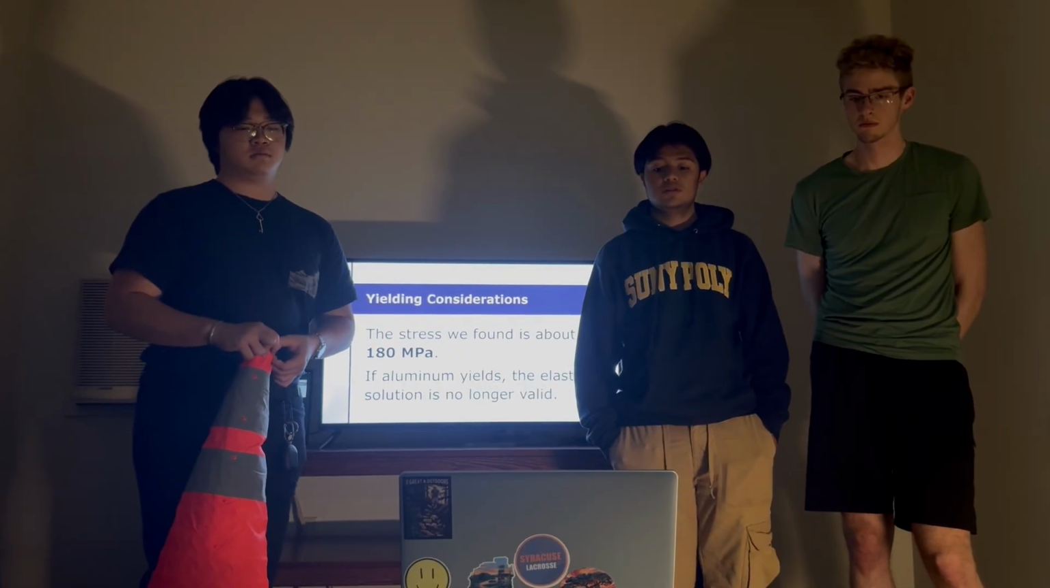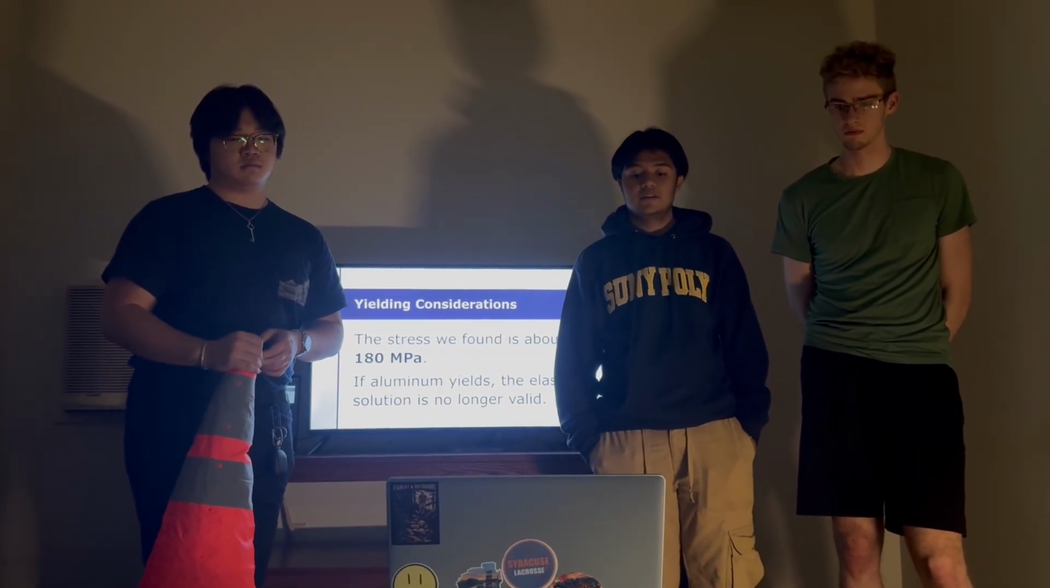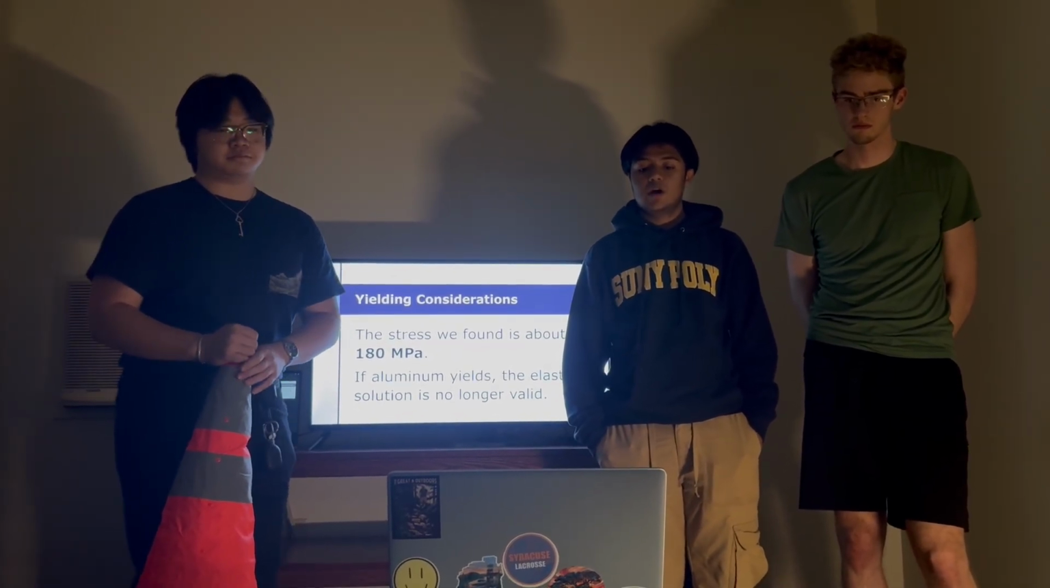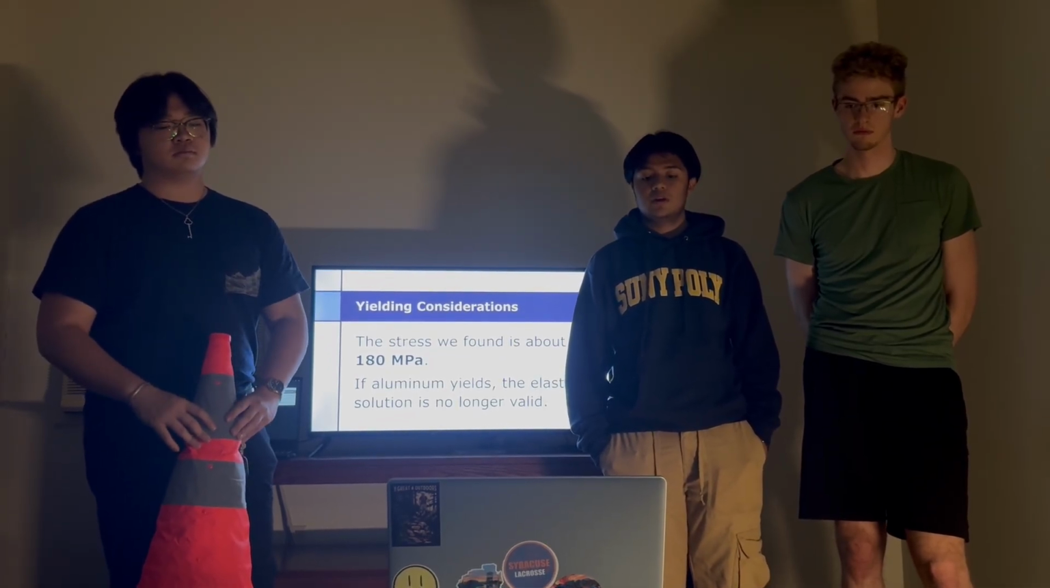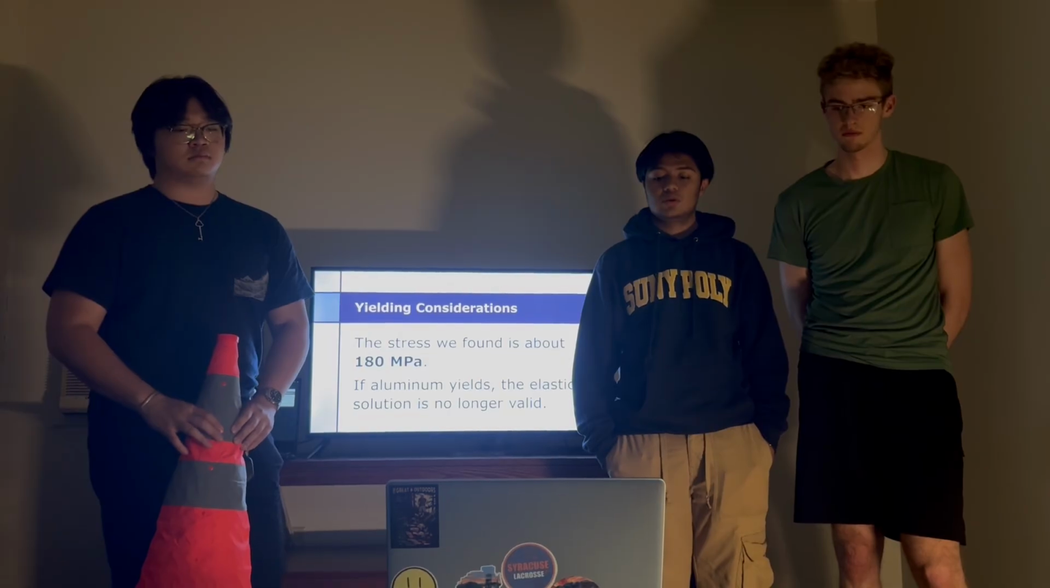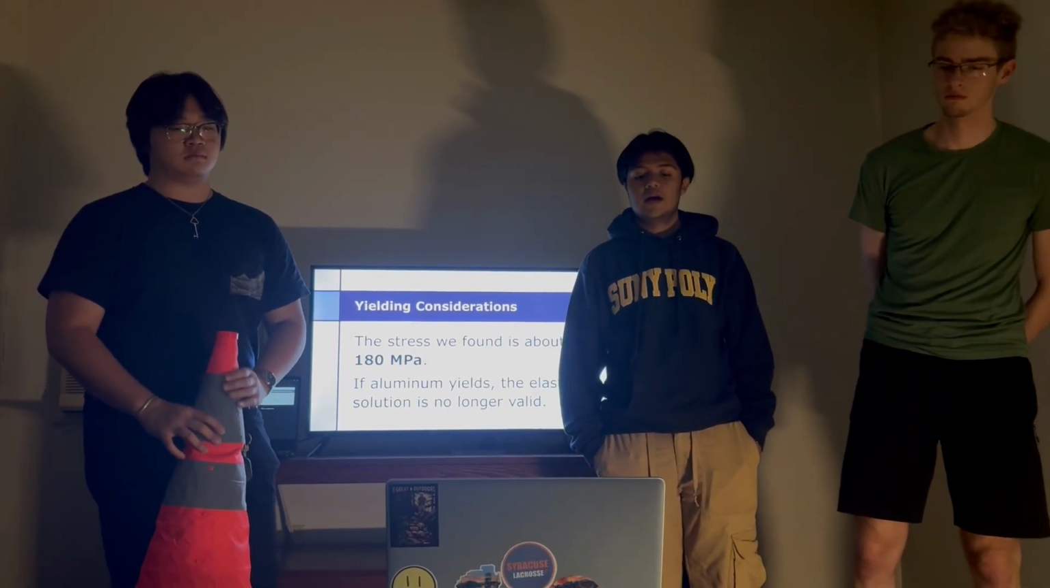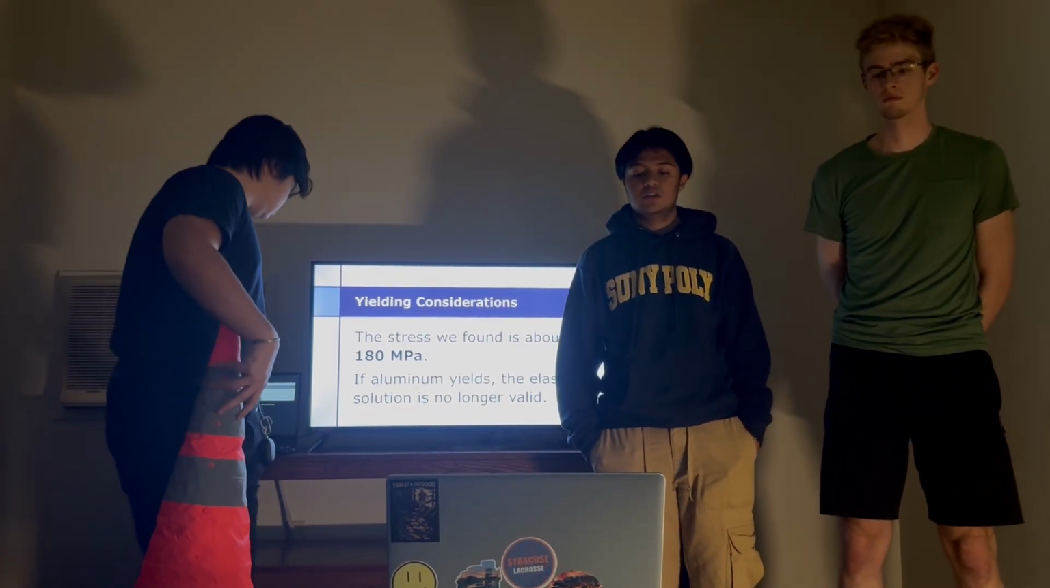If aluminum yields, the elastic solution is no longer valid. Instead, the common stress is capped at aluminum's compressive yield strength. Aluminum develops plastic strain to satisfy the total length constraint. The iron remains elastic unless its own yield is exceeded.